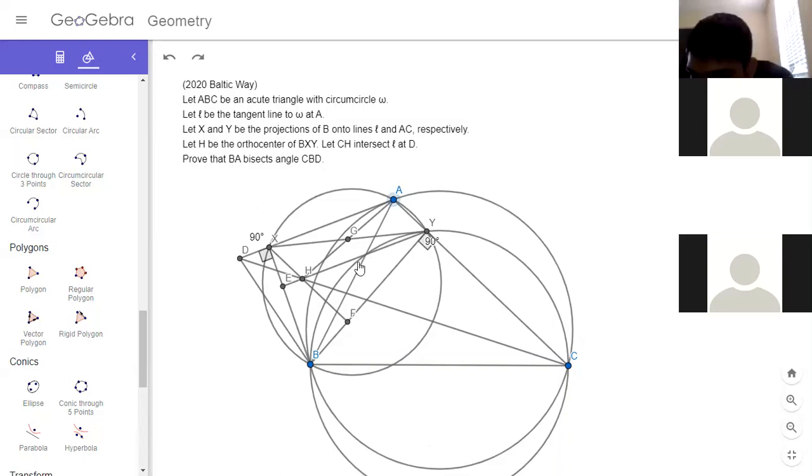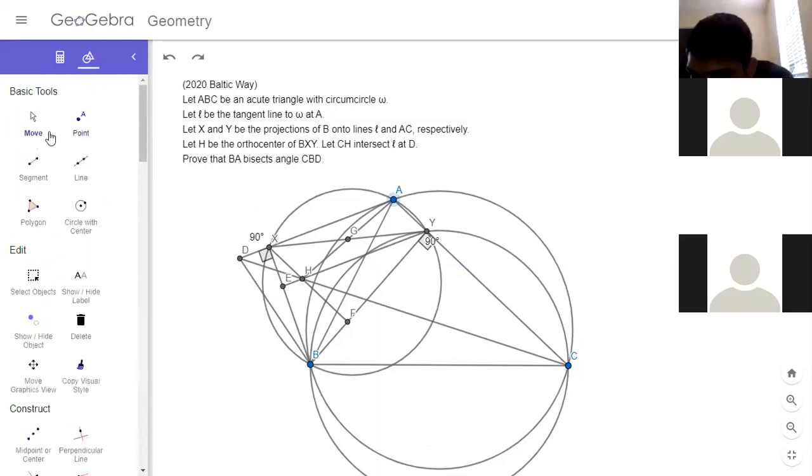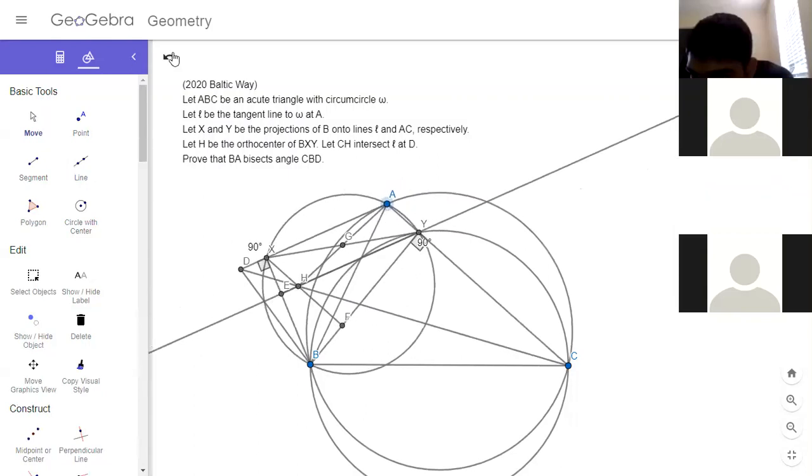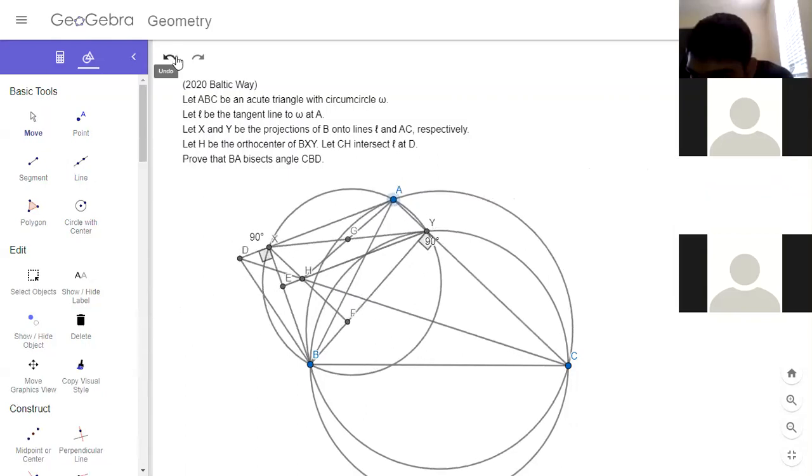Let's see. I wonder if YE passes through that point. Yeah. You just check it. But yeah, YE passes through that point, it looks like. And that's equivalent to what we're trying to prove, actually.